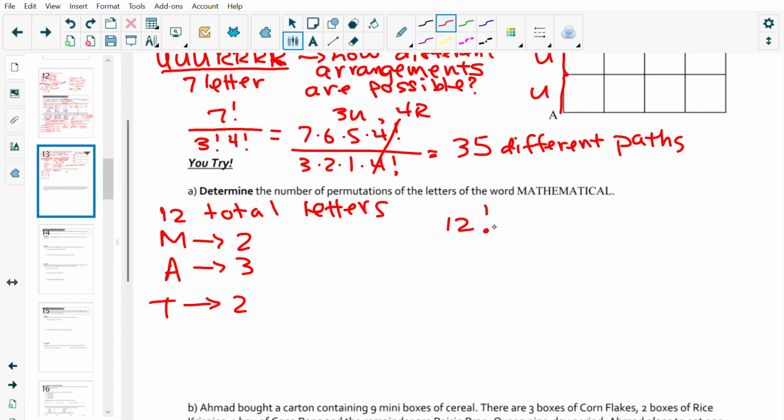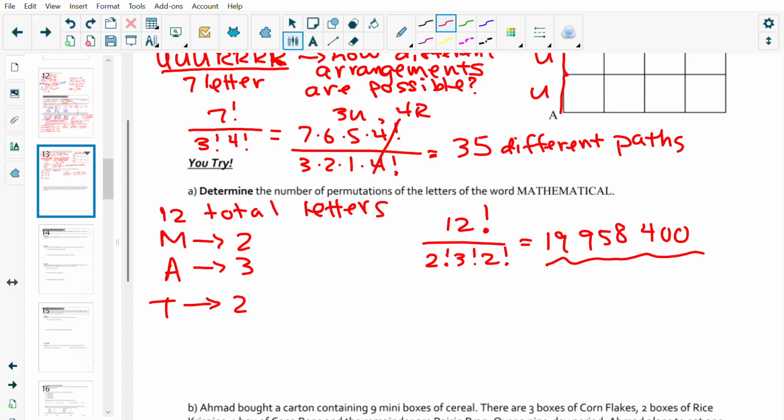So if I set up my formula, 12 factorial, total number of letters, or total number of arrangements, 12 factorial, but I need to divide out all the repeats. So for the M's, it's 2 factorial. For the A's, it's 3 factorial. For the T's, it's 2 factorial. I get 19,958,400. So it's important to stop here and think about what does this number mean.